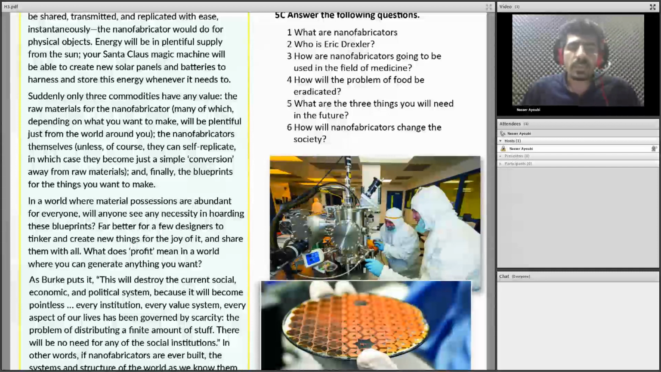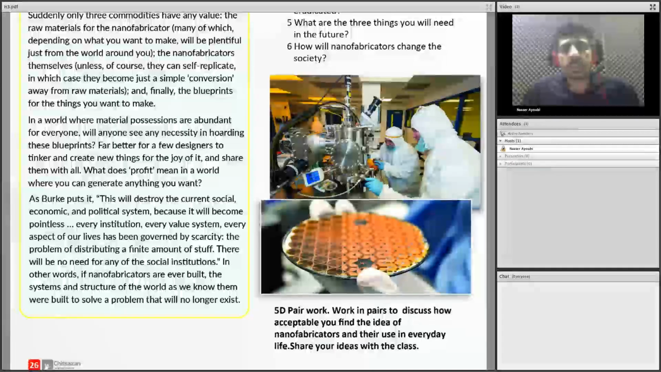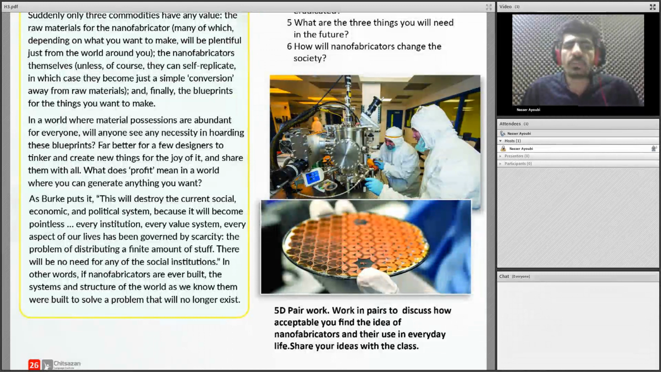And finally, the blueprints. Blueprints are designs, plans for what we want to make. In a world where material possessions are abundant for everyone, will anyone see any necessity in hoarding these blueprints? Far better for a few designers to tinker and create new things for the joy of it and share them with all. What does profit mean in a world where you can generate anything you want?